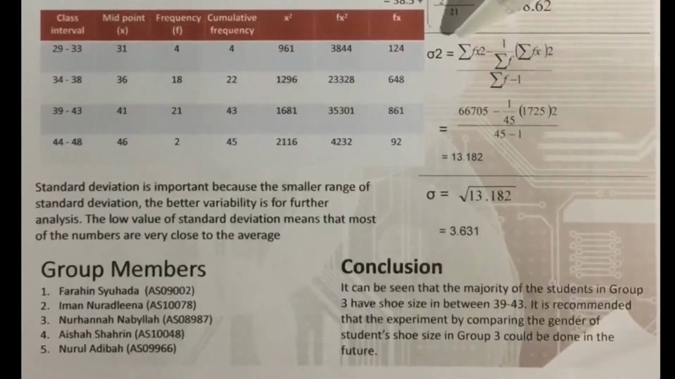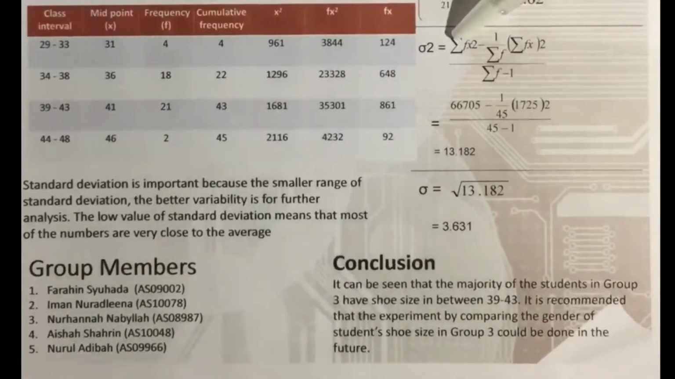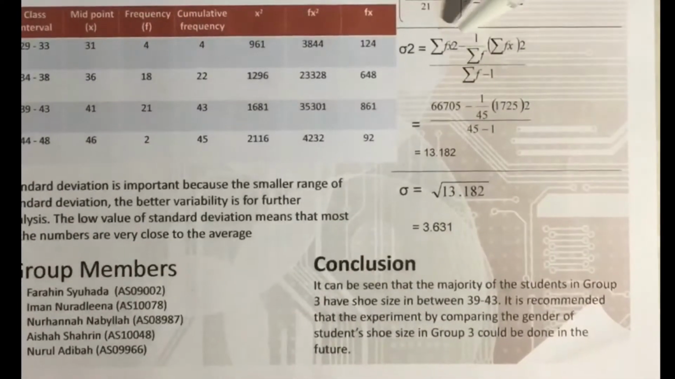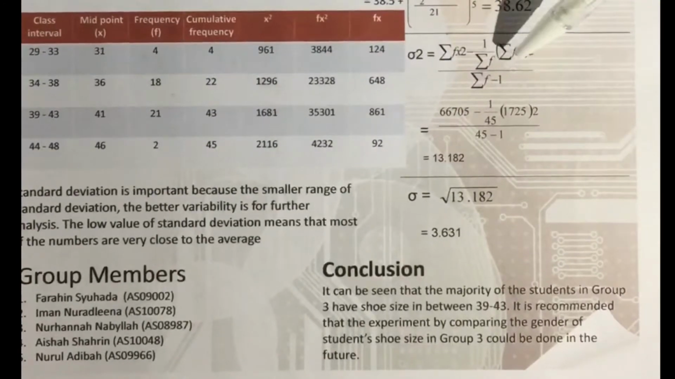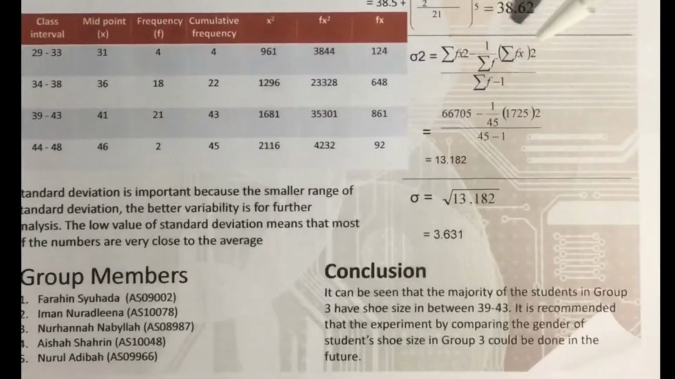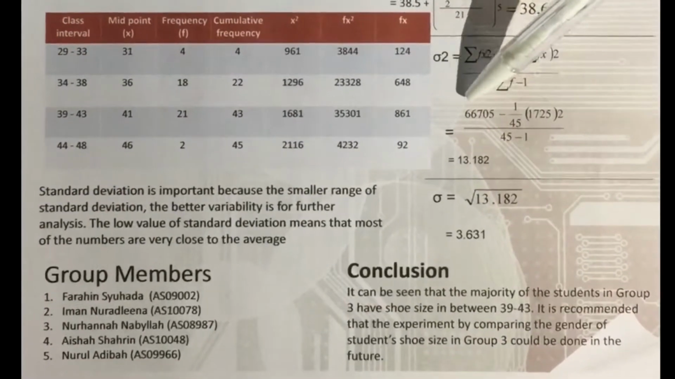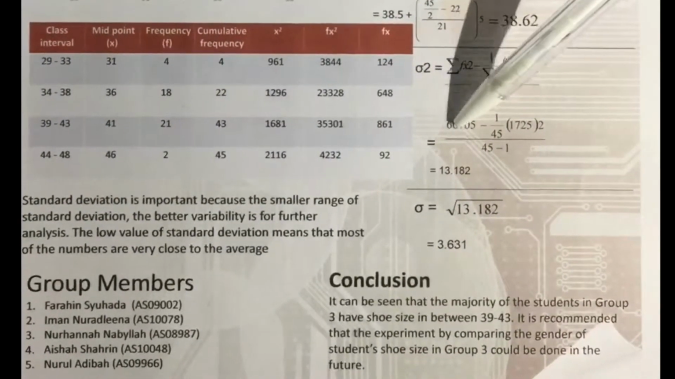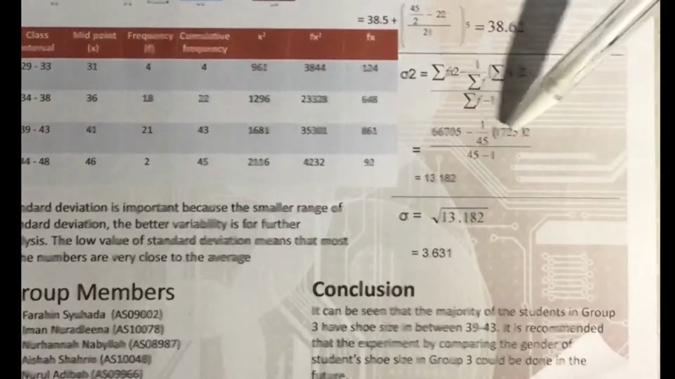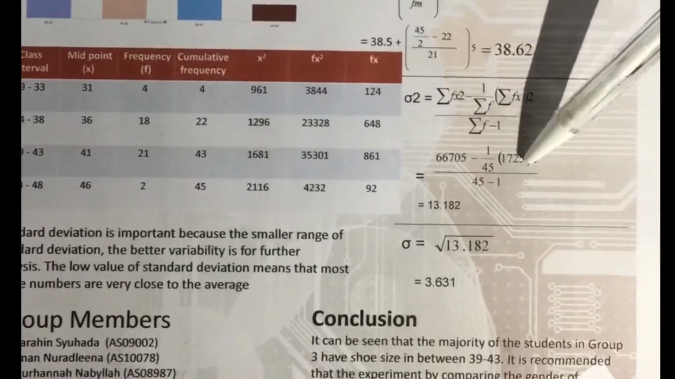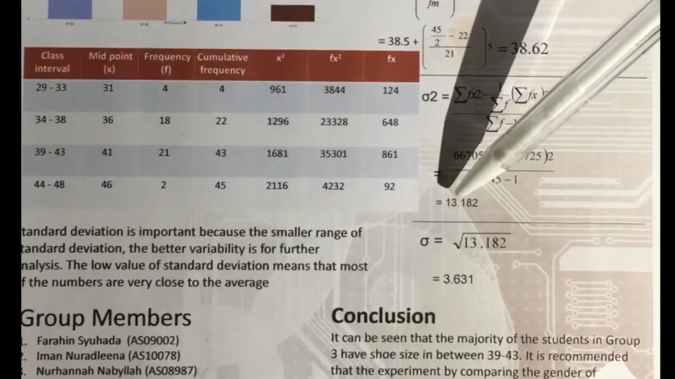Okay, so let's move on to the variance. The formula for variance is the sum of frequency times midpoint squared minus 1 over the sum of frequency times the sum of frequency times midpoint, squared, over the sum of frequency minus 1. Then we just substitute the values, which is 66,705 minus 1 over 45 times 1,725 squared over 44. And we will get the answer 13.1.